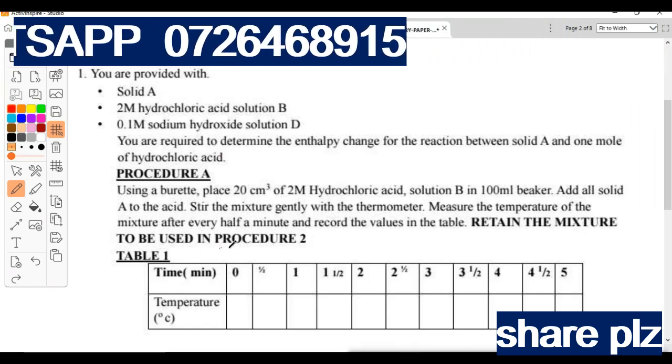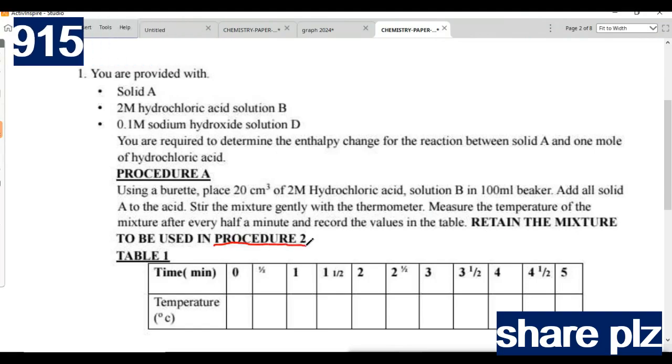That is what you should hold on to. Procedure 2 needs you to use what you have retained. So retain the mixture, do not pour it away.